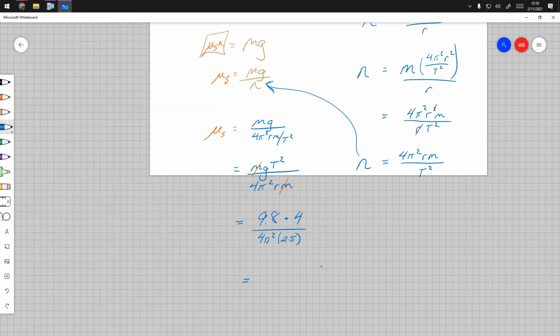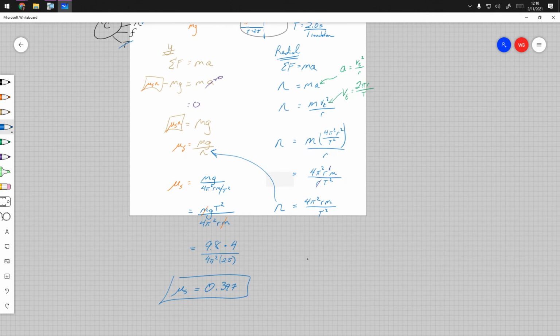0.397. So I think about that and I go, hey, is that a reasonable value? Coefficients of friction are generally between 0 and 1. That falls in that range there. So it's probably going to be okay there. And it is. That's it.